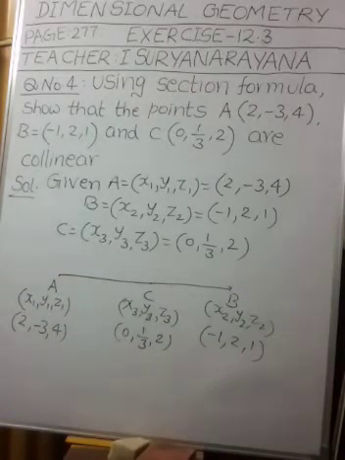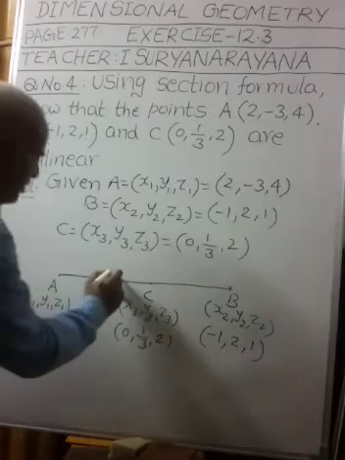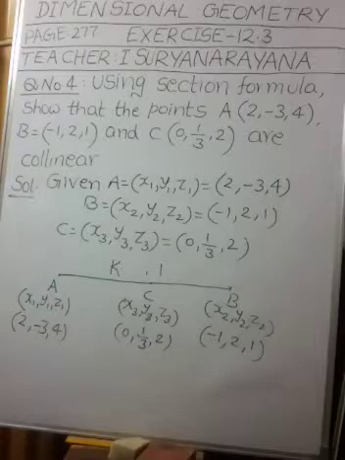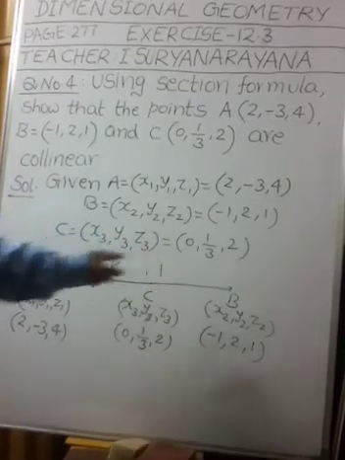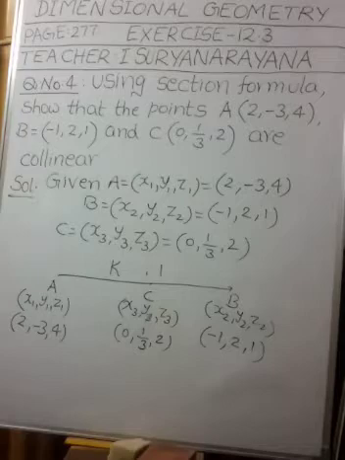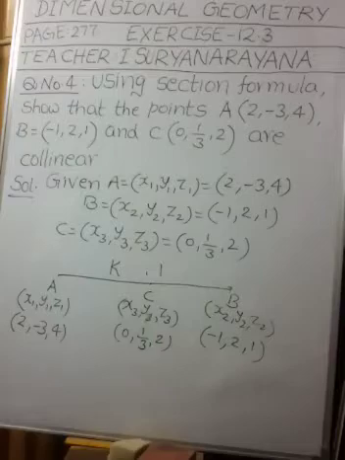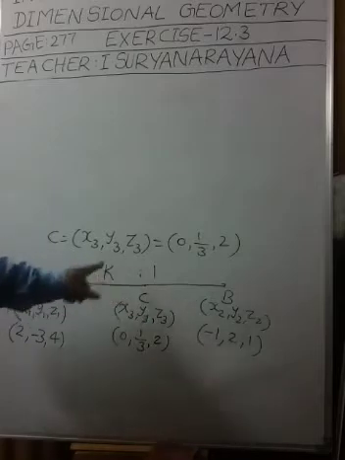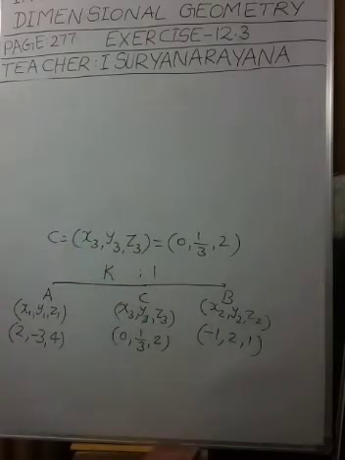Now let us assume that this point C is dividing AB in the ratio k is to 1. Let us find the coordinates of a point which divides the line segment joining the points A and B in the ratio k is to 1, by using the section formula.